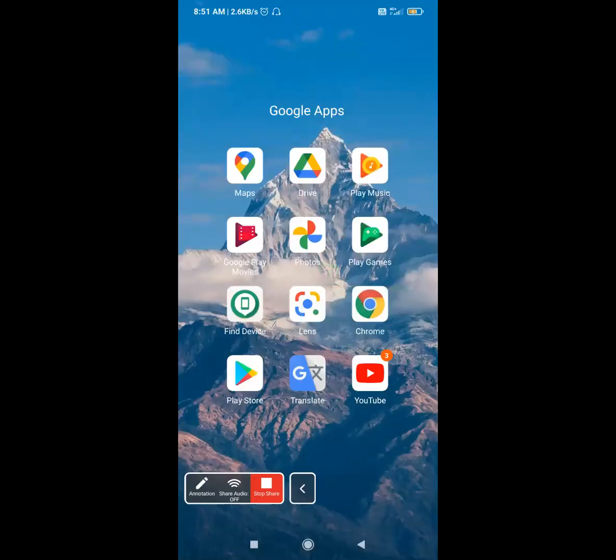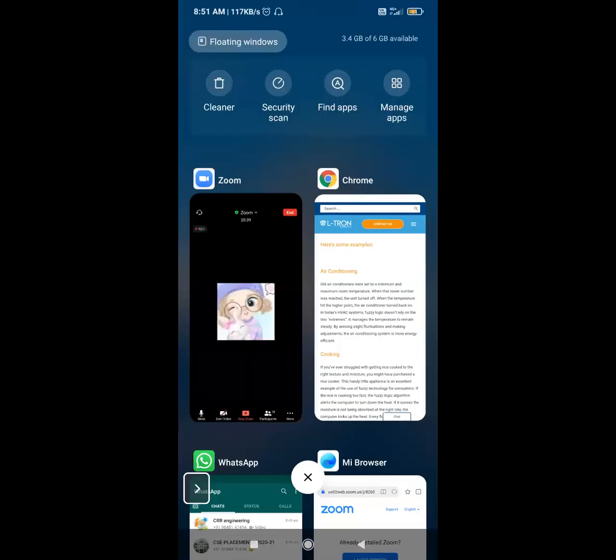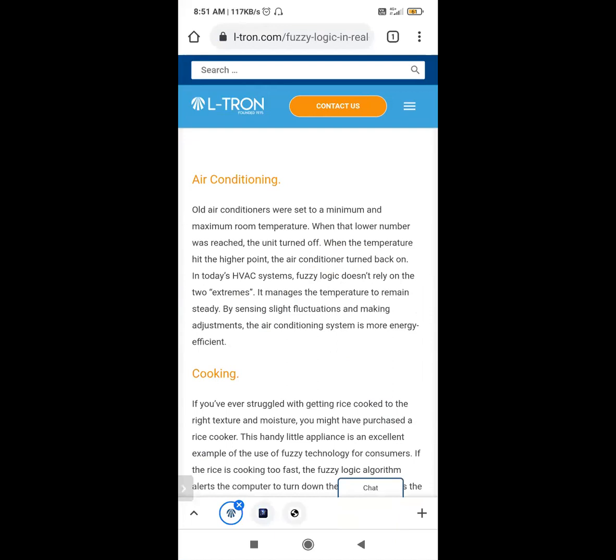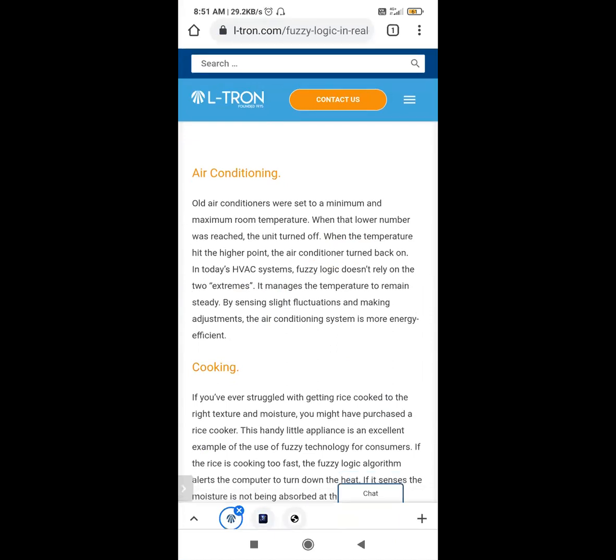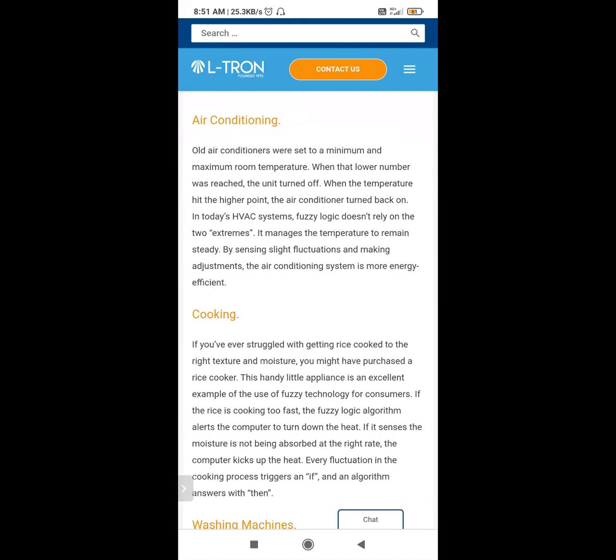So in the previous class, we discussed some examples regarding fuzzy logic. In today's class, we will also discuss some examples regarding fuzzy systems in fuzzy logic. With the examples in fuzzy systems, we discussed an example regarding air conditioning, that is the AC.